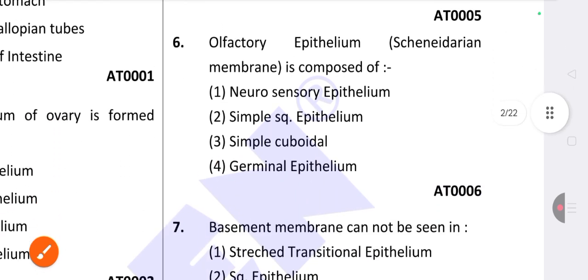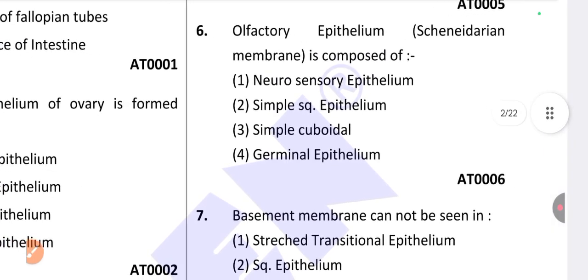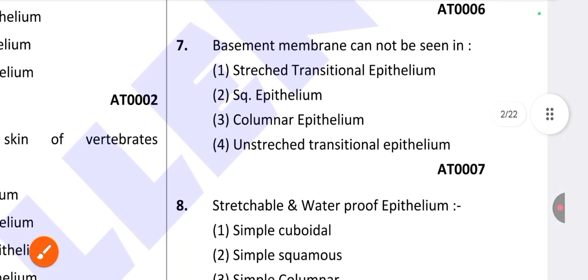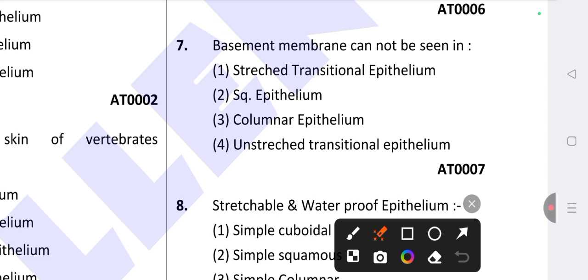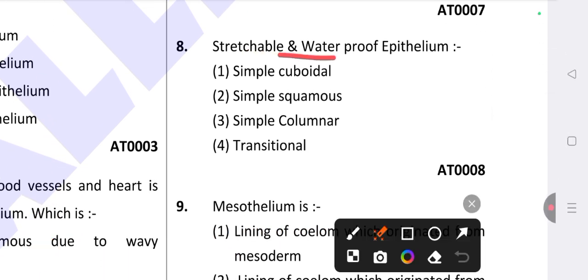And next, sixth question, olfactory epithelium is composed of. So olfactory epithelium is neurosensory epithelium. Answer is first option. And next, seventh question, basement membrane cannot be seen in. So in which is the basement membrane not seen? So the answer is transitional epithelium, in which we cannot see the basement membrane. And the eighth question, which epithelium is stretchable and waterproof? Answer is option number 4, transitional epithelium.